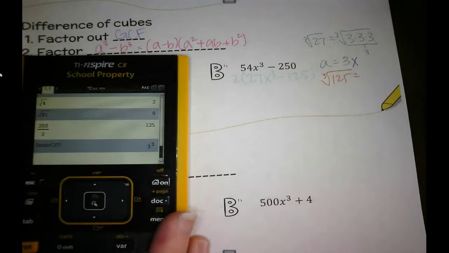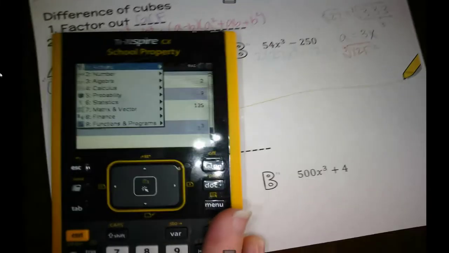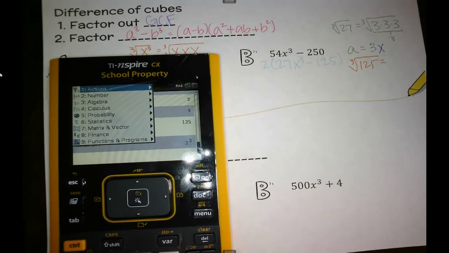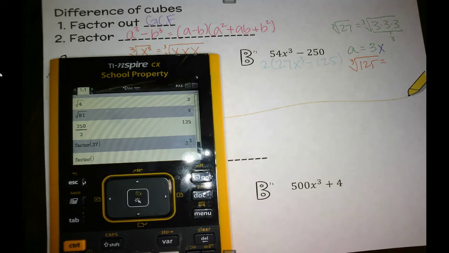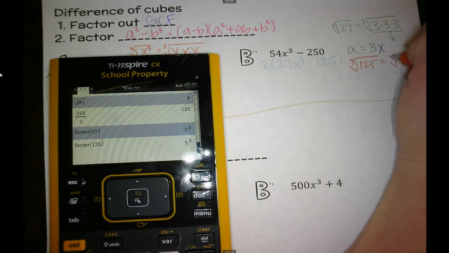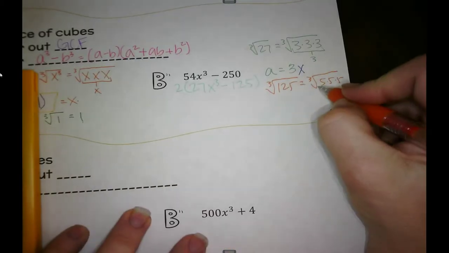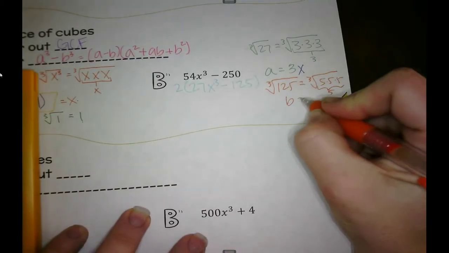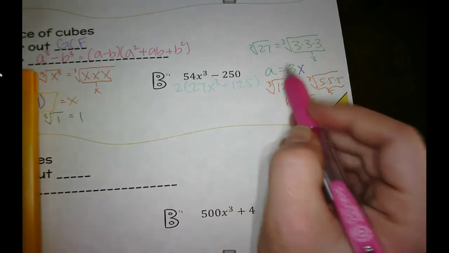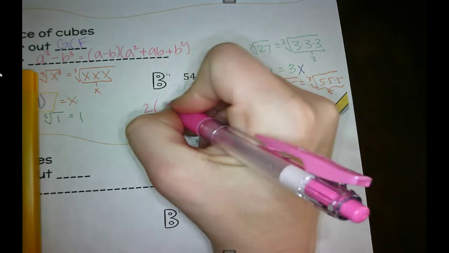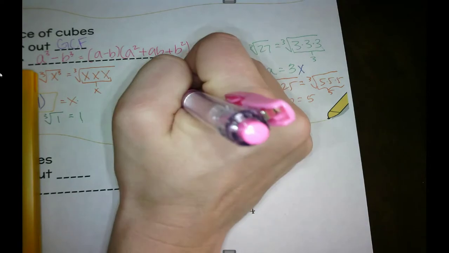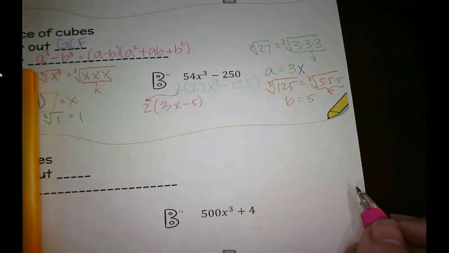So remember in your calculator or on the calculator that I linked to, you press menu to 125, and this will give you all of the factors, and that's 5, 5, 5. So our trio here is 5. So B is going to be 5. So let's put it into our factors. So A is 3x minus B. Why did I put this 2 out here? That's got to come with you.